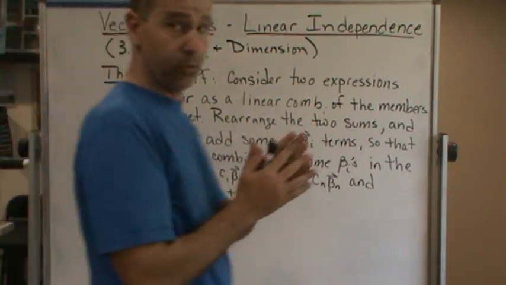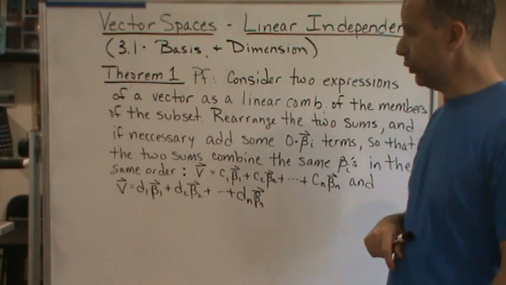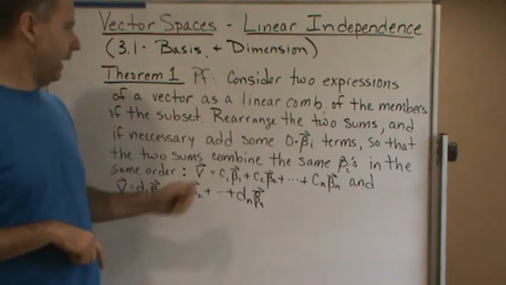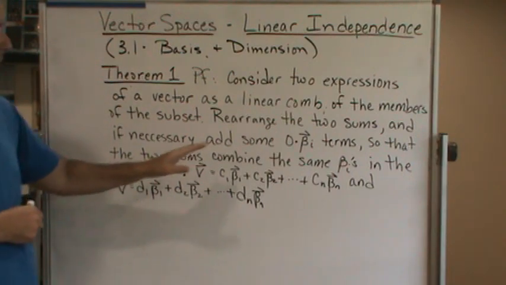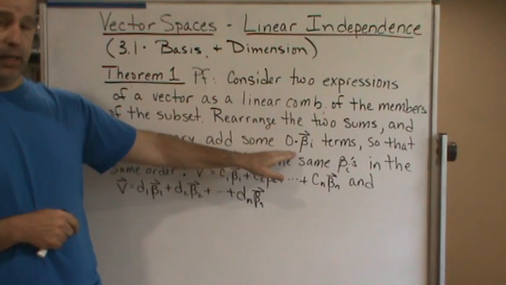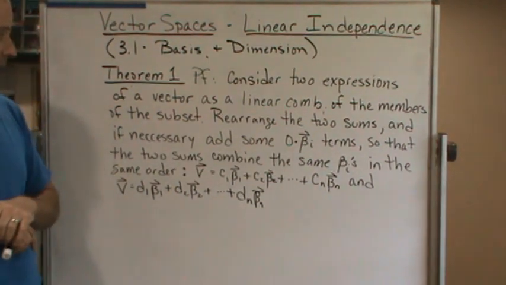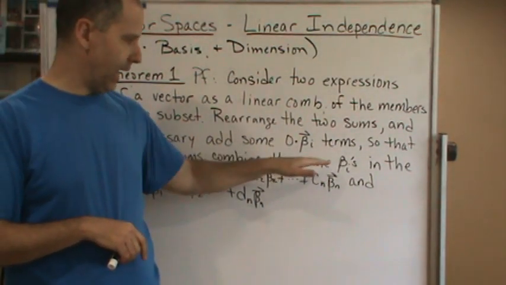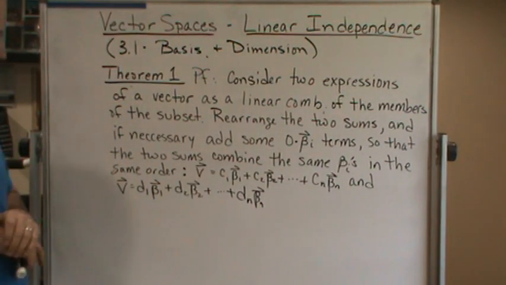All right, so let's go through the next part of the proof here, now that we've set the stage with what we're going to do. So we're going to consider two expressions of a vector as a linear combination of the members of the subset. Rearrange the two sums, and if necessary, add some 0 times beta sub i's so that the terms line up and the sums combine in the same beta i's, right? So we want all the terms to line up in the same order, okay?